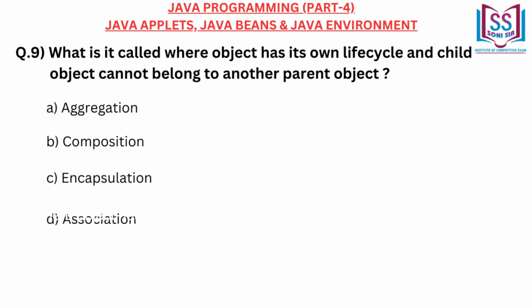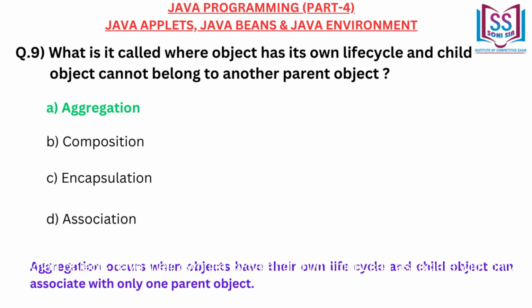What is it called where object has its own life cycle and child object cannot belong to another parent object? A. Aggregation. B. Composition. C. Encapsulation. D. Association. Correct answer A. Aggregation. Aggregation occurs when objects have their own life cycle and child object can associate with only one parent object.